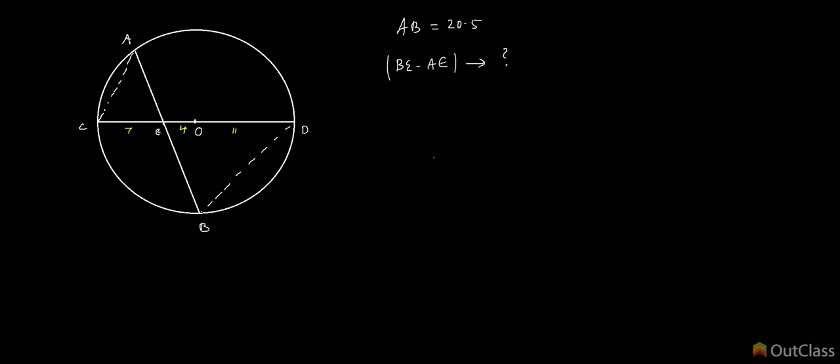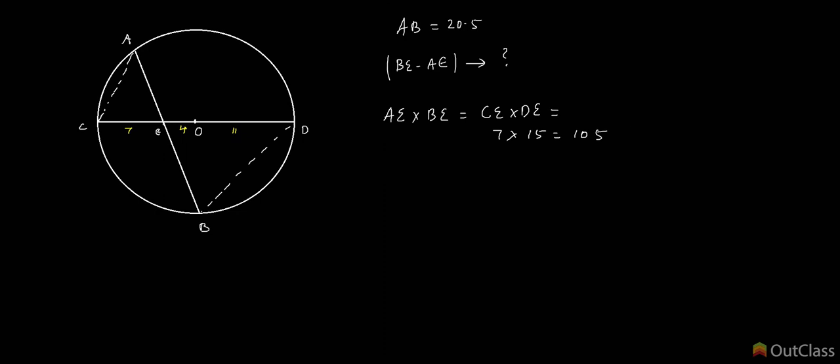is the unknown. Now based on the property that we know, for intersecting chords, AE into BE is equal to CE into DE, and because we have a radius of 11 and CE is equal to 7, you can say that CE is 7 and DE will be 11 plus 4, that's 15, is equal to 105.